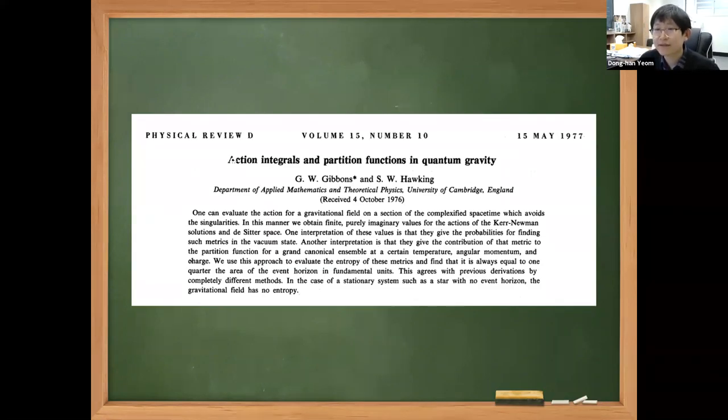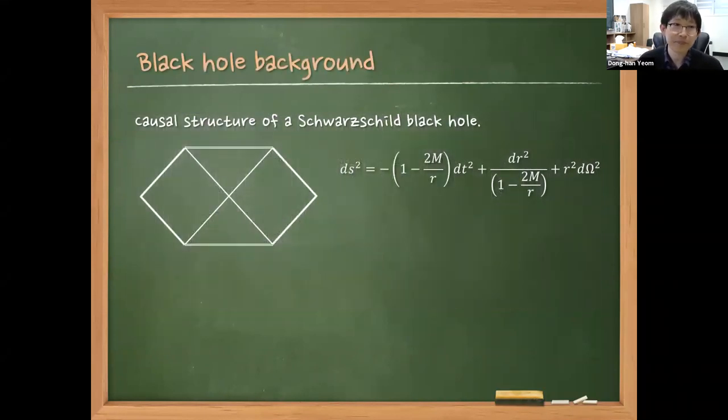So partition function means that this is something about the statistical mechanics in quantum gravity. And the action integral is a little bit different. I mean, the action integral and partition functions are two very different notions, but in this paper, the two notions are integrated in a very important, interesting way. So let's start from the black hole background. And this is the causal structure of the Schwarzschild black holes. And this is the Schwarzschild black hole geometry. So everybody knows about this.